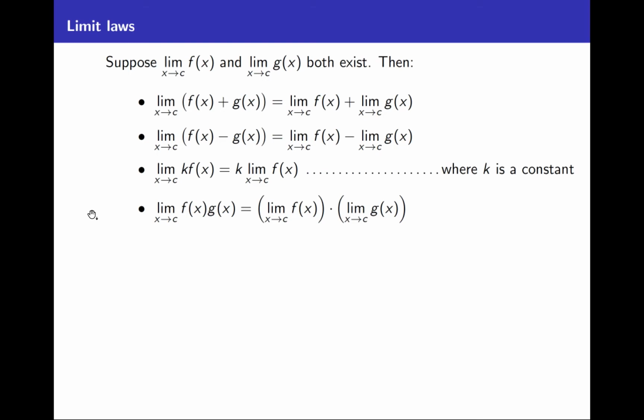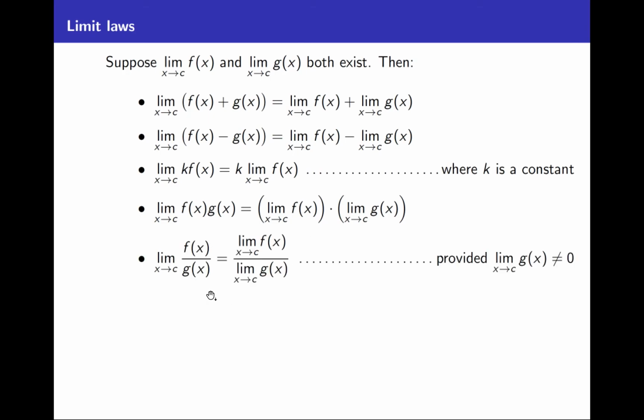Another limit law that breaks down a complicated limit into two simpler limits is this one. The limit as x approaches c of f of x times g of x is the limit as x approaches c of f of x, which is a number, times the number limit as x approaches c of g of x. So this limit law can potentially take a complex limit like this one and break it down into the product of two simpler limits. And therein lies its utility.